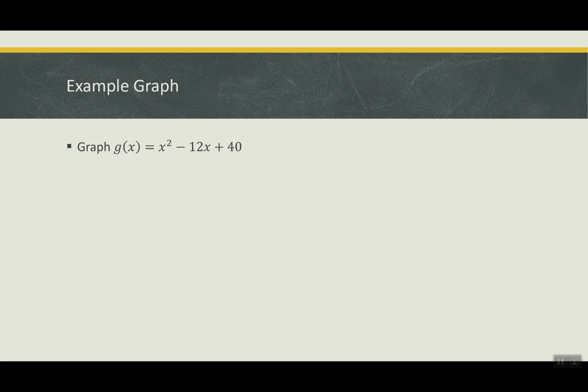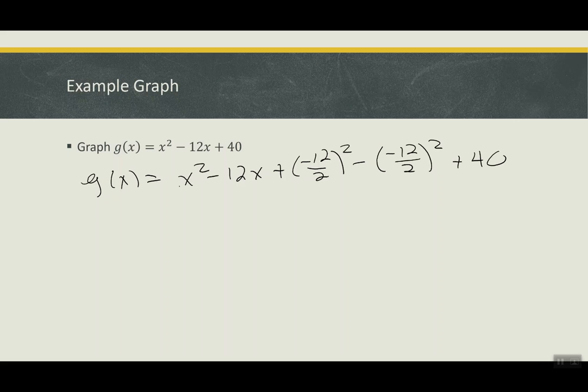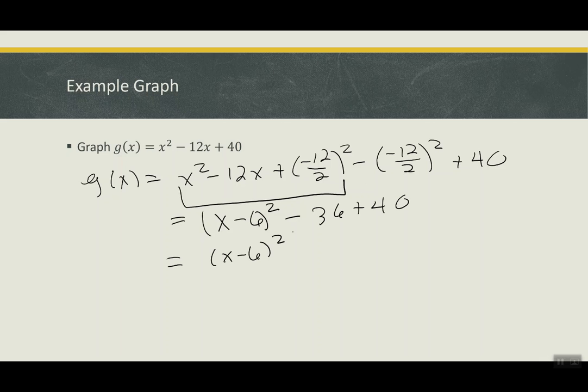Right, so let's graph the last one. That was our buildup of it. So we have g of x. I have x squared minus 12x, and then I'm going to add negative 12 over 2, and I'm going to square it. Remember, if I add it, I need to also subtract it. And then I have plus 40. Now this piece is easy. This is x, negative 12 over 2 is minus 6, and I square it. Minus negative 12 over 2 is 6. 6 squared is 36, plus 40. So this is x minus 6 squared, negative 36 and 40. That becomes plus 4.